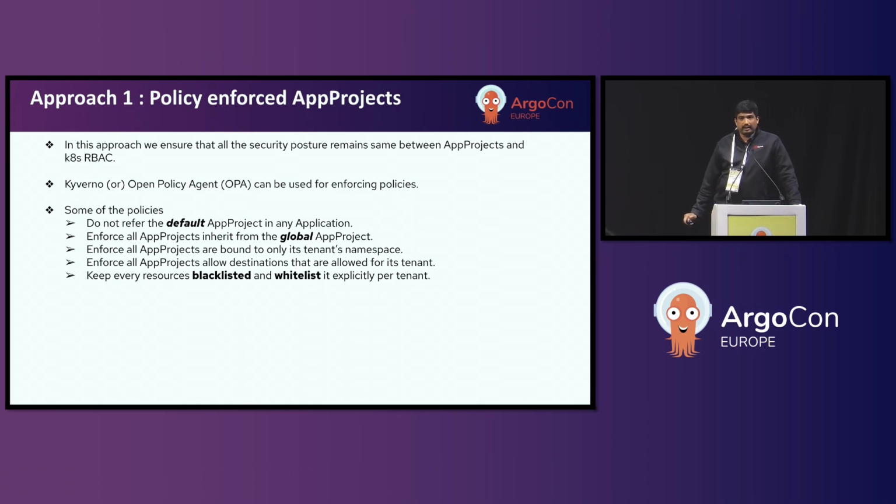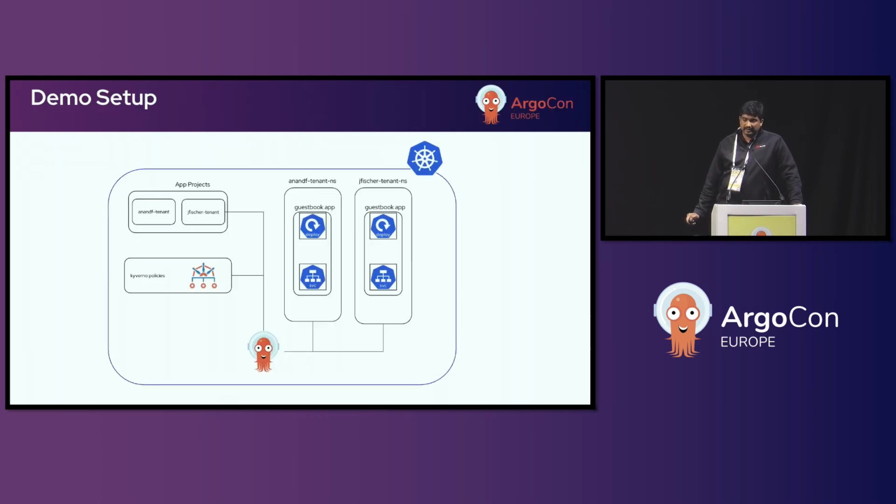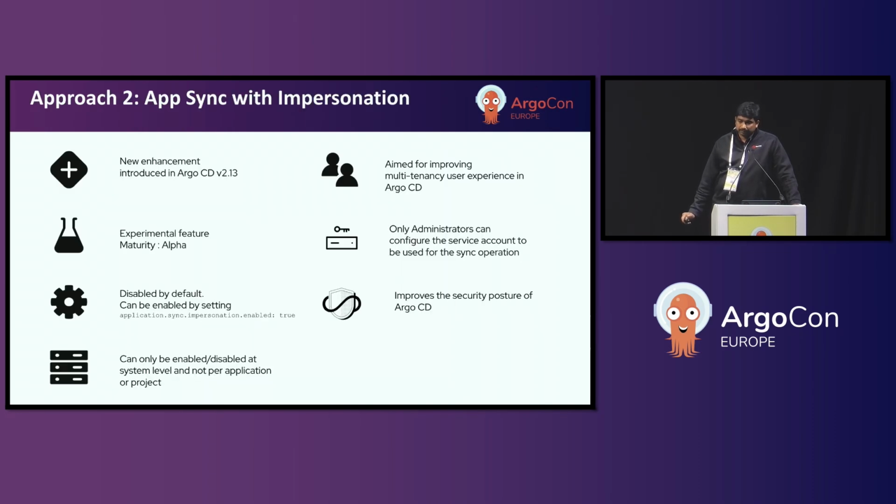Here we have Kyverno policies, and there are some policy examples, which are best practices. One is to avoid the default app project, and enforce all app projects to have a global app project, which contains all the blacklisting. And all tenants get an app project with access only to its tenant's namespace. So this is the architecture. I have two namespaces, I'm using apps in any namespace, and I'm using Kyverno policies to enforce them.